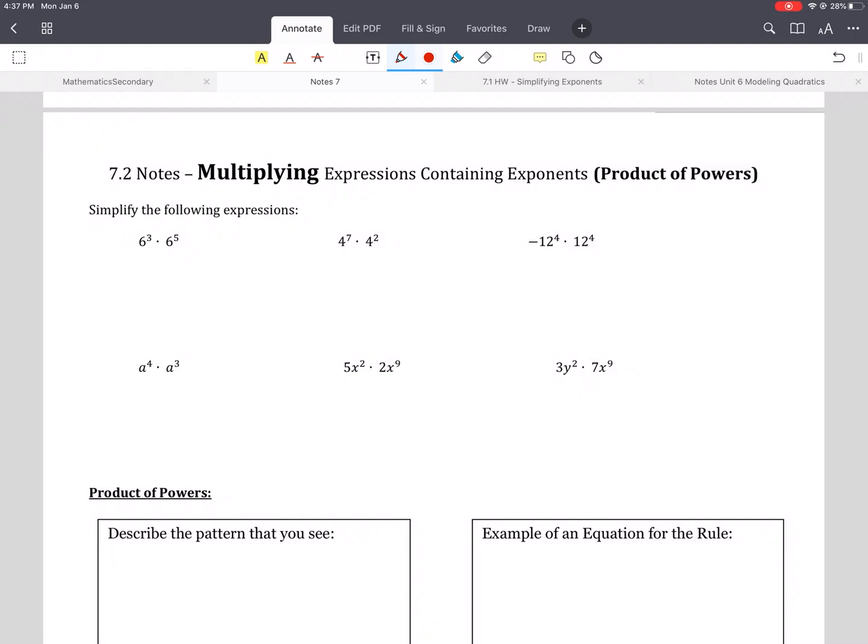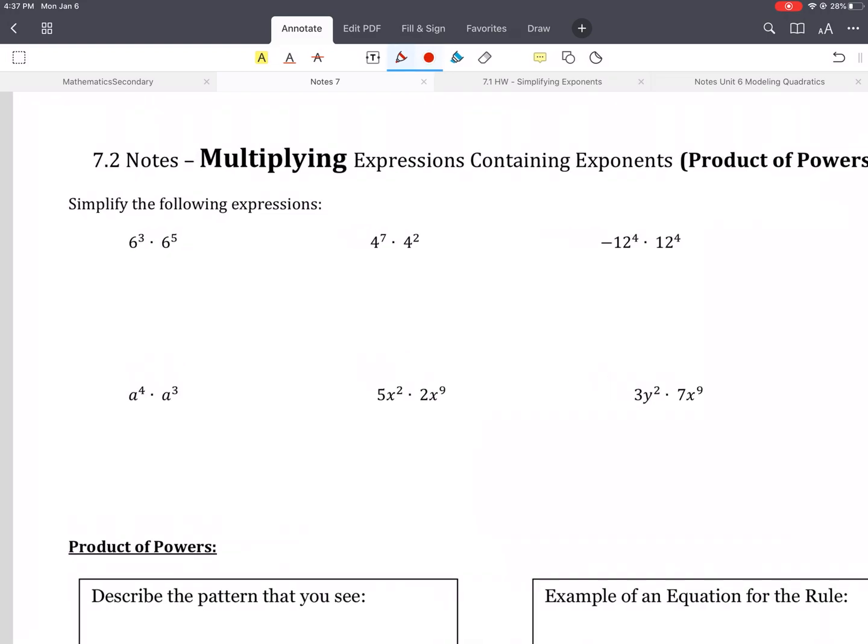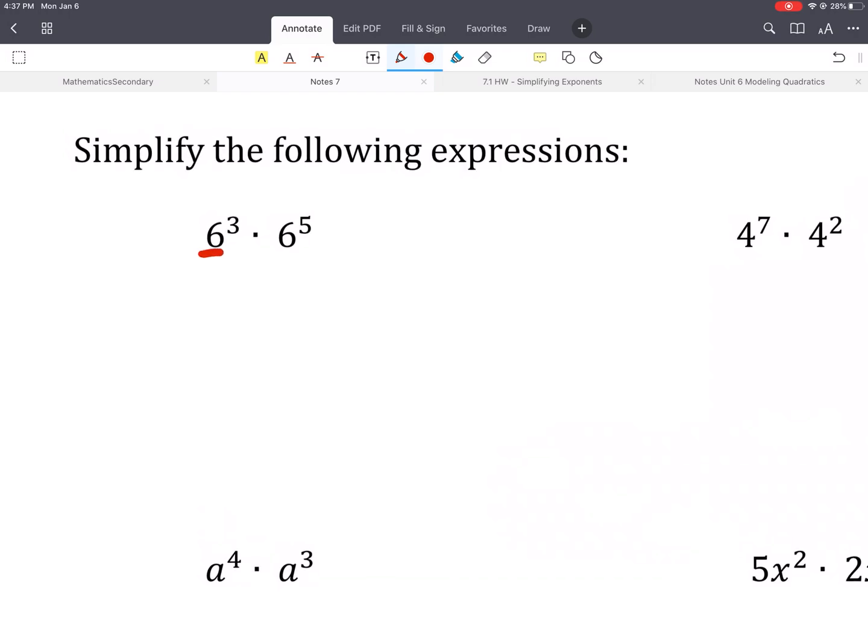All right, welcome. 7.2, multiplying expressions containing exponents. All right, so here we're just going to be looking at examples where we have two bases that are the same. For this example we have two bases that have the same value, but they have different exponents, and we're multiplying them together.